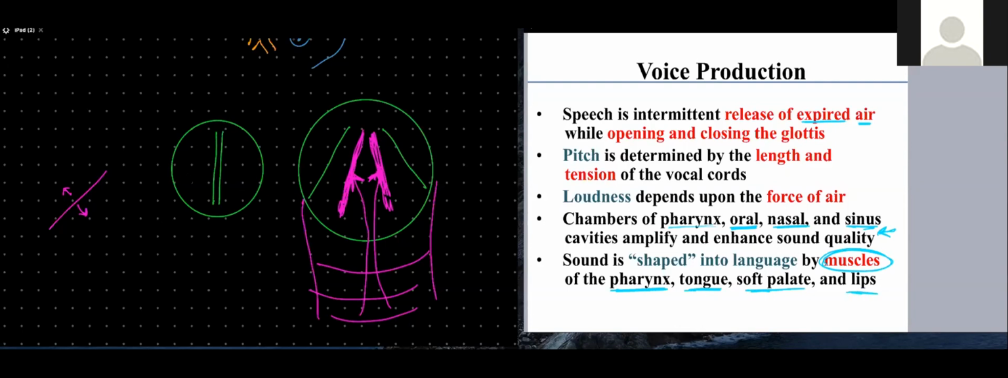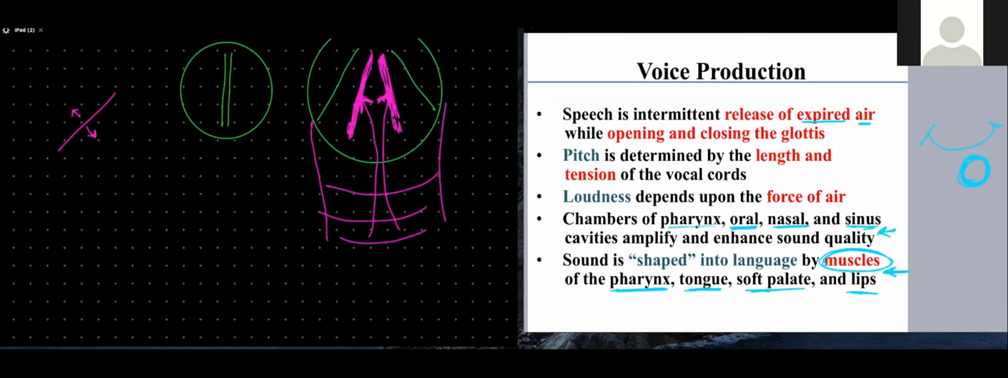So try, for example, to say O without pursing your lips. Can you say O when you are smiling? Can you smile and say O at the same time? Smile and say O. Anybody did it here? Right? It won't be an O, right? So there will be no modification of the sound. All right?